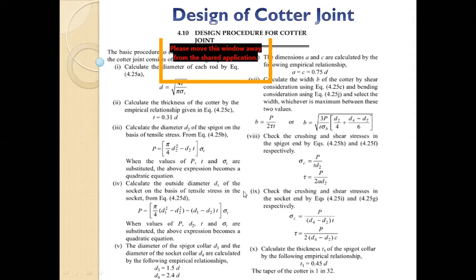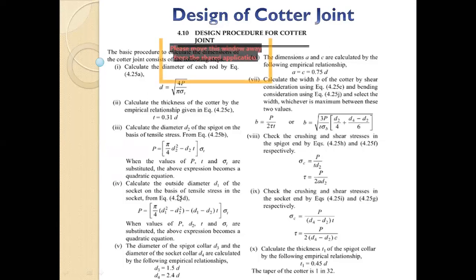Now with this information we have to design the quarter, which means we have to find the dimensions. Which dimensions? We have to find d, the diameter of the rod, and d1, d2, d3, d4. Again, d1 is the outside diameter of the socket. d2 is the inside diameter of the socket, or the diameter of the spigot. d3 is the collar of the spigot, and d4 is the collar of the socket. Okay, 5 diameters.